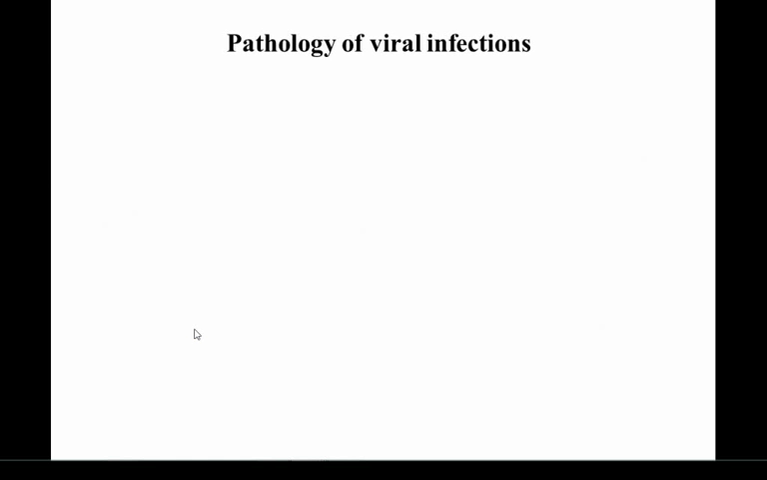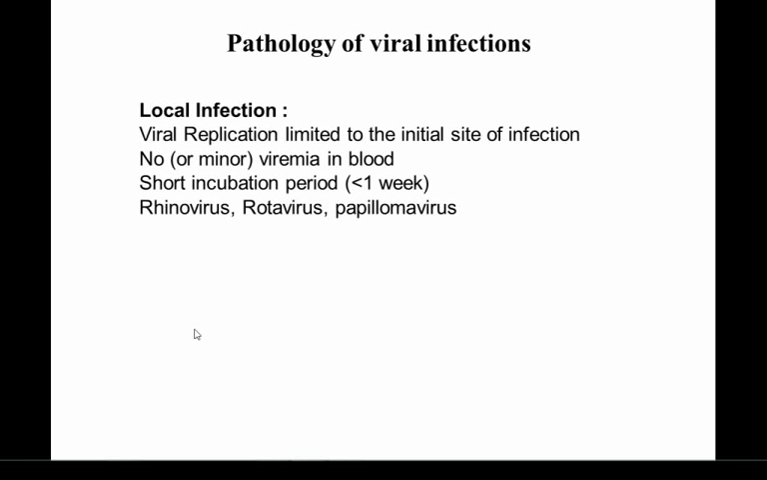Okay, so the virus has arrived. Afterwards, it infects you at the site. There's two possibilities. Infections can either be local or systemic. So in a local infection, replication is going to be restricted to the initial site of infection. You won't find viremia, that is virus in the blood. And mostly these infections have a short incubation period. The incubation period is the time between infection, day 0, and when symptoms appear. So it can be 24, 48, 72 hours, that sort of thing.